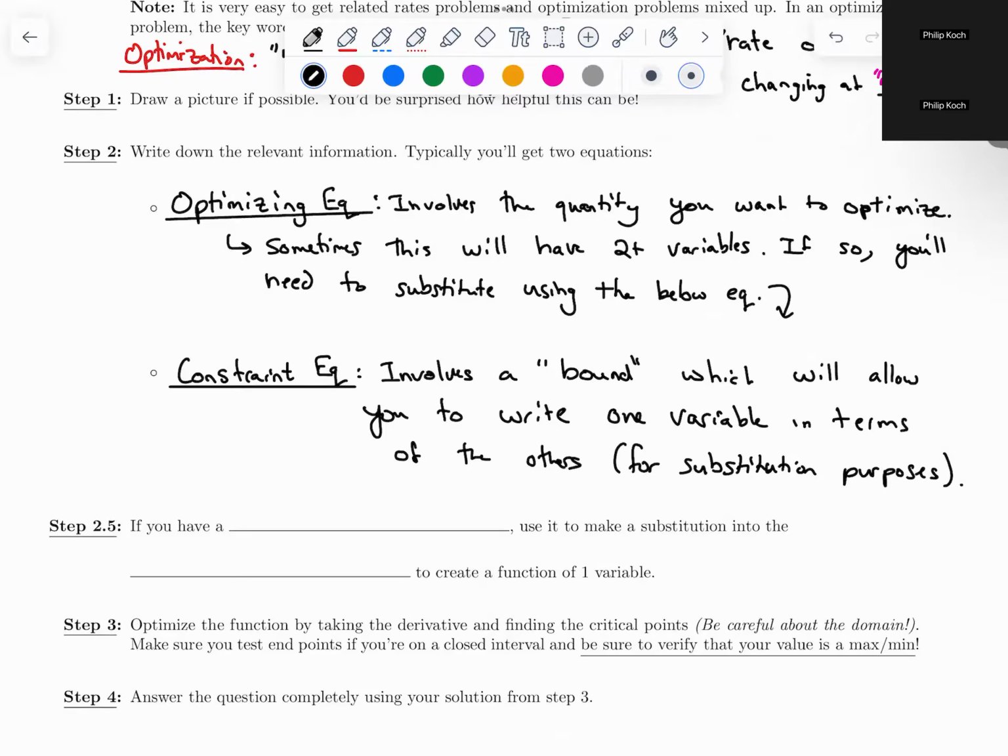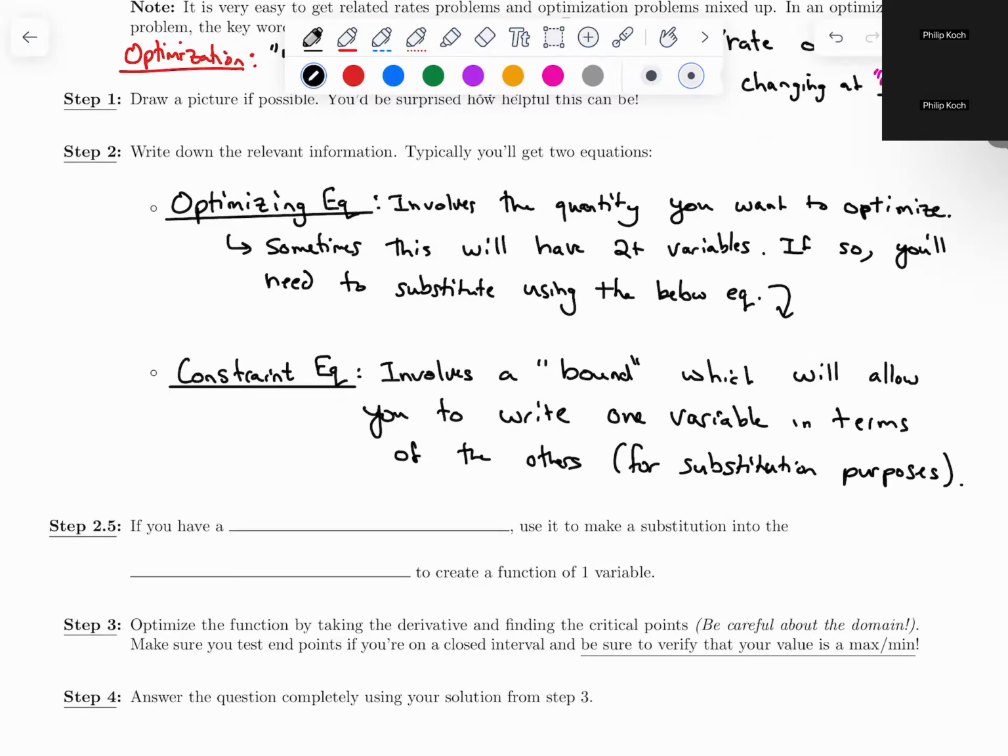Okay. So sometimes you don't have a constraint equation. Sometimes it's just an optimized equation, you're done. That'll happen on a couple of problems that I've created for this lecture, for this section. Other times, your optimized equation will have multiple variables, and you'll need to find some way to get around that. And that's what the constraint equation will do. It'll probably provide a bound on these types of things that allows you to solve for one variable or multiple variables in terms of the others for substitution purposes.